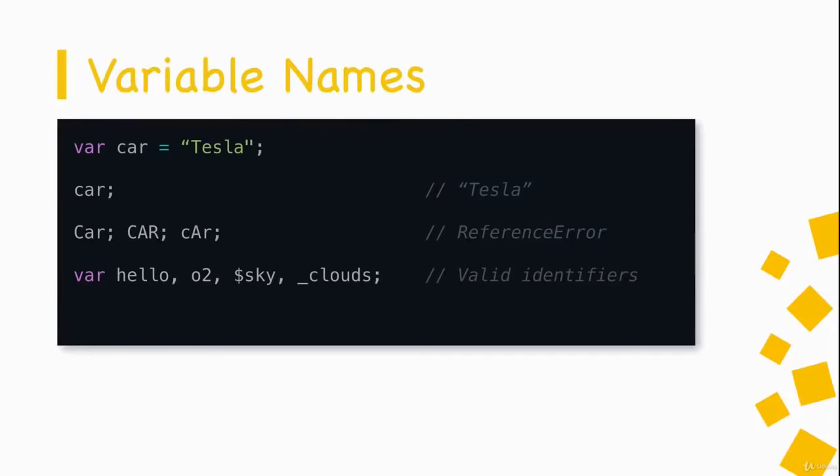Now although these are valid variable names, you should avoid starting variable names with a dollar sign, because a lot of JavaScript libraries use this convention, and it can mess things up and confuse people. So it's better not to start variable names with a dollar sign or an underscore.